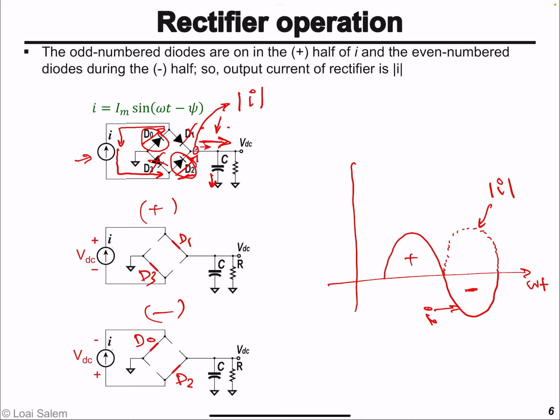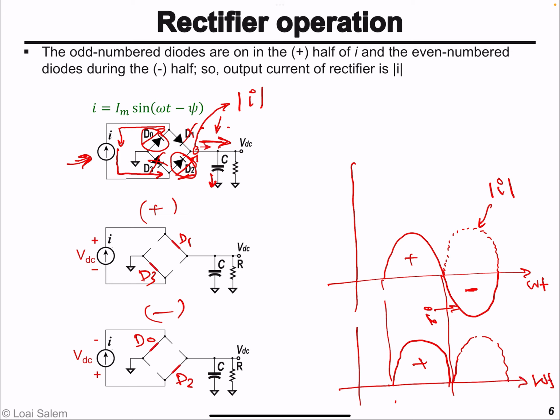And now we know that the output current from the full bridge rectifier is going to pass the positive half cycle of the source current I, while flipping upside down the negative half cycle. And since the amplitude of this current is Im, the peak value of the rectified current is Im. This is the output current from the full bridge rectifier, the current at this node.